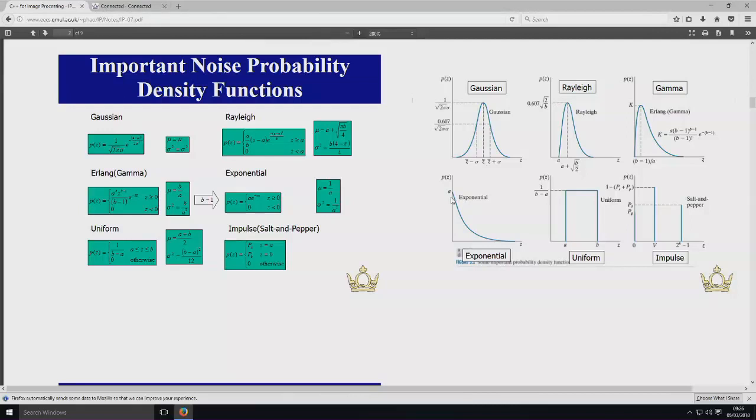Okay, here are the formulas. The formulas come from mathematics. Those are the functions, the distributions. This is the PDF, probability density function. PDF is similar to what we have learned, the normalized histogram. If we take out all the noise and the distribution is Gaussian, it means the histogram of the noise is Gaussian.